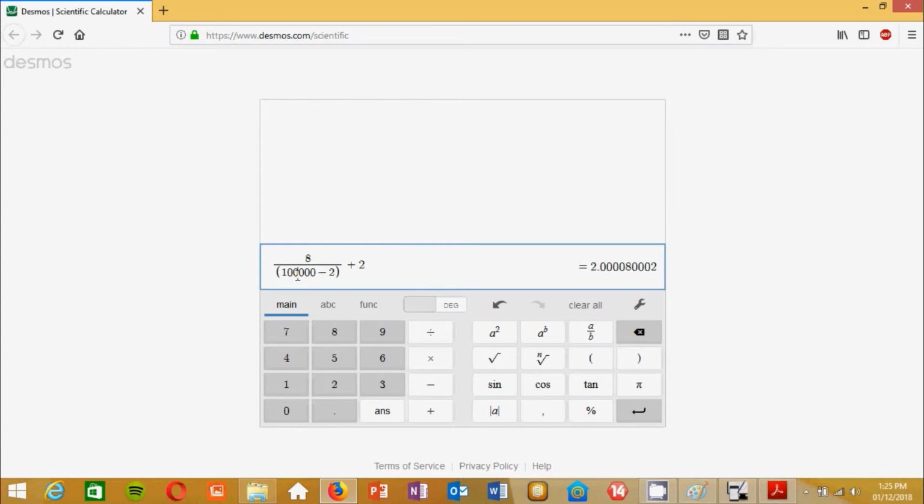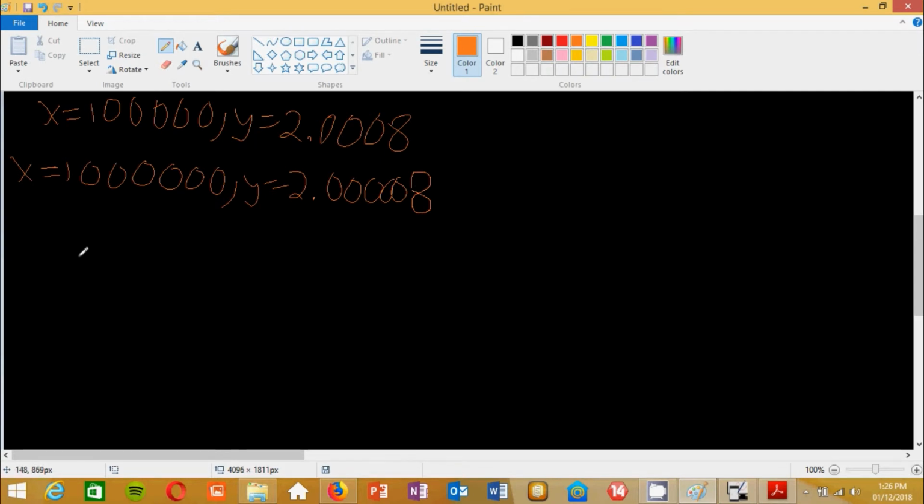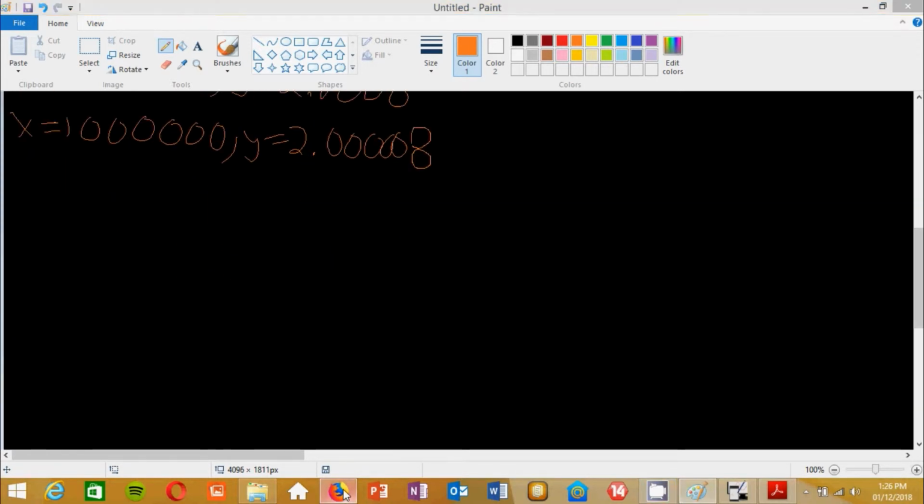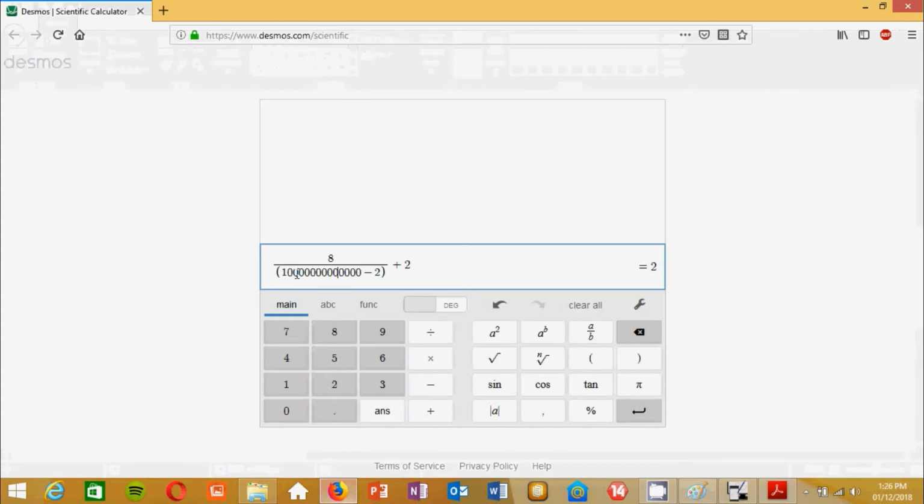Let's add in another 0. You can see what's happening here. Now we have 1, 2, 3, 4, 5 zeros. Now let's plug in a ridiculously large number. What do you notice? Let's add another 0. The number becomes bigger. It becomes 2.